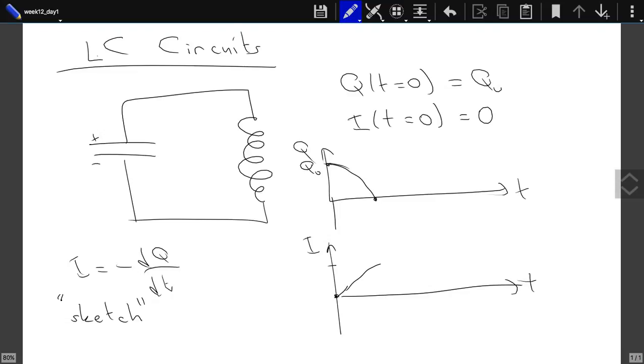So now at this point, there is no charge, so it's not the capacitor that is driving the current, but the inductor will keep driving the current in the same direction. It doesn't want the current to go from some finite value to 0. So it will just keep the current running.